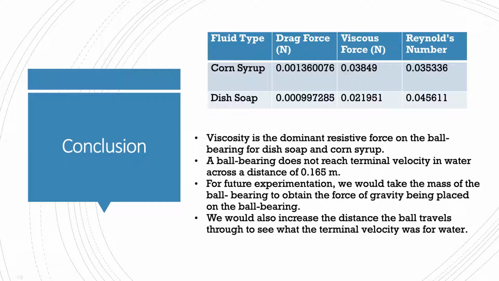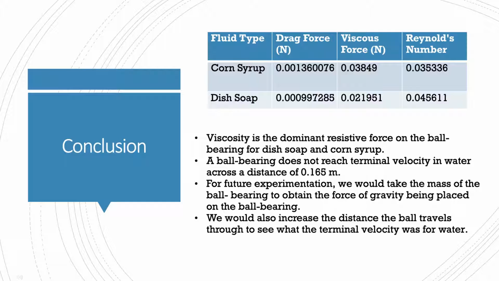In conclusion, viscosity is the dominant resistive force on the ball bearing in both dish soap and corn syrup. We can tell this because the Reynolds number is much below 1, meaning the denominator, or viscosity force, is much greater than the drag force in the numerator. A ball bearing in water does not reach its terminal velocity over the distance of 0.165 meters.